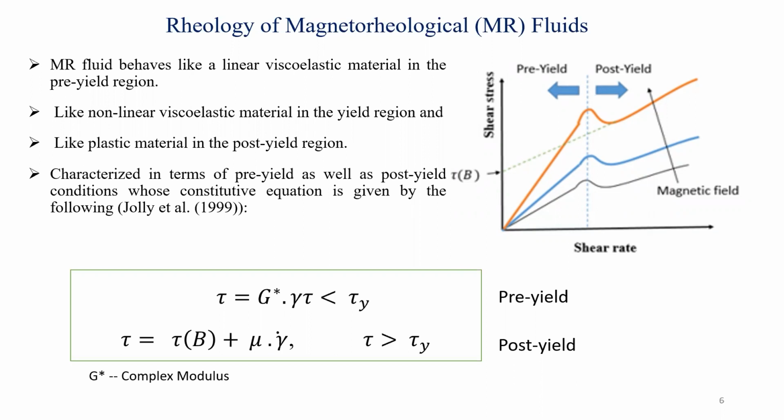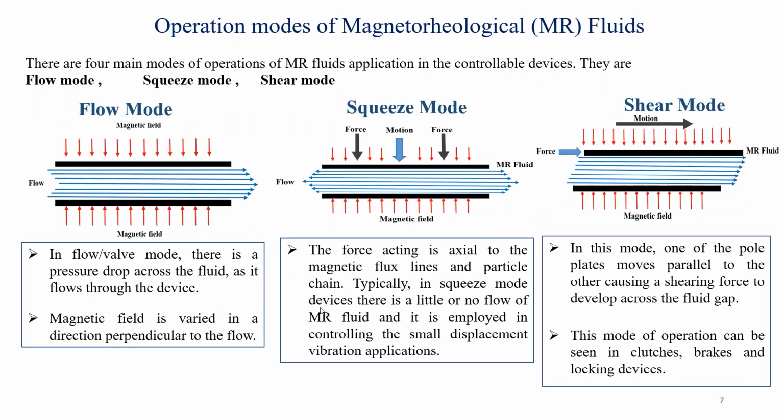Okay, shear strain rate you have to take in this equation. That's all. This is tau y plus mu into, that is, this rate. So there are three modes that are commonly used. One is called the wall mode, or the flow mode. Another is called the squeeze mode. The third one is the shear mode. So these are the three modes.